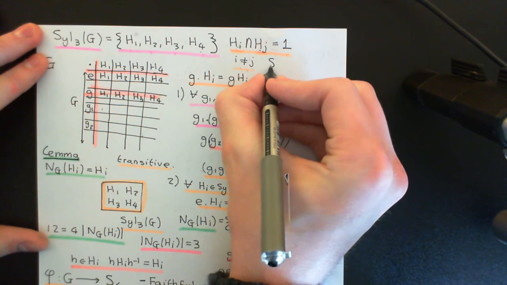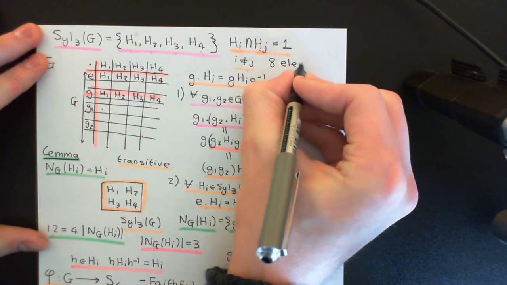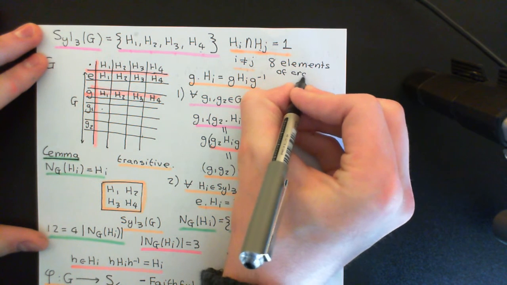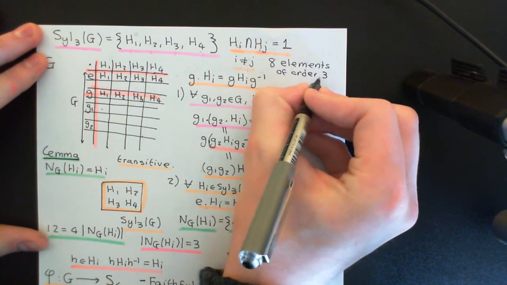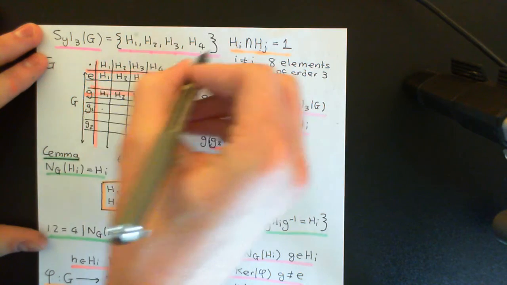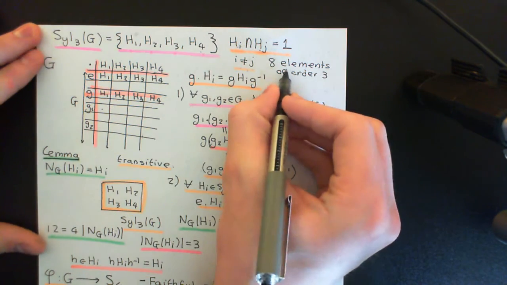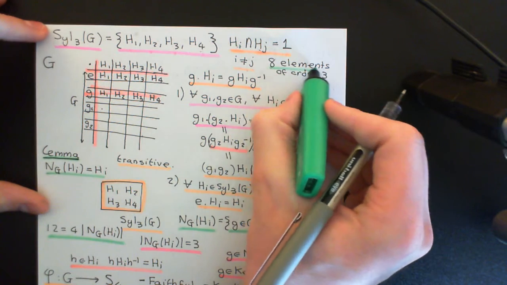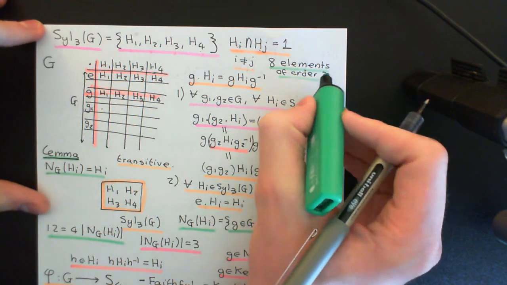G must have at least 8 elements of order 3. In fact, that will be all of the elements of order 3, because if there was another one, then that would also generate a Sylow 3-subgroup. So just 8 elements of order 3. I'll remind you again of how I concluded that.